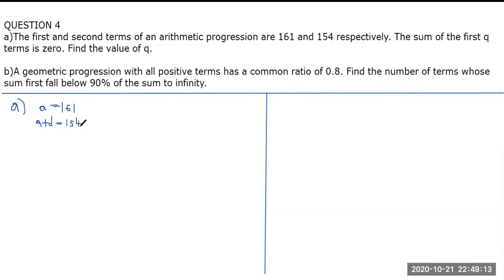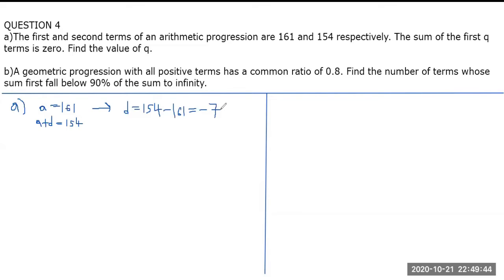So from these two, what we can gather is that therefore the common difference D is equal to the second term minus the first term. So D is equal to 154 minus 161. And so D is equal to negative 7. So that's the common difference, negative 7. Now it says the sum of the first q terms is 0.